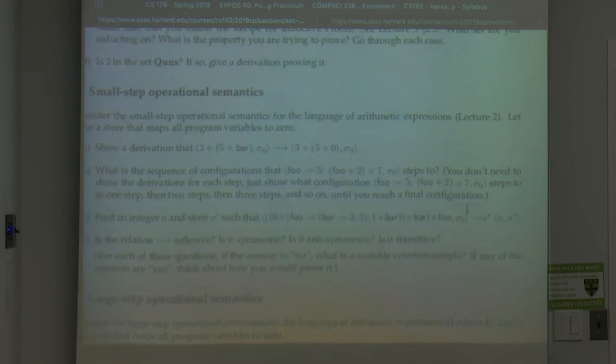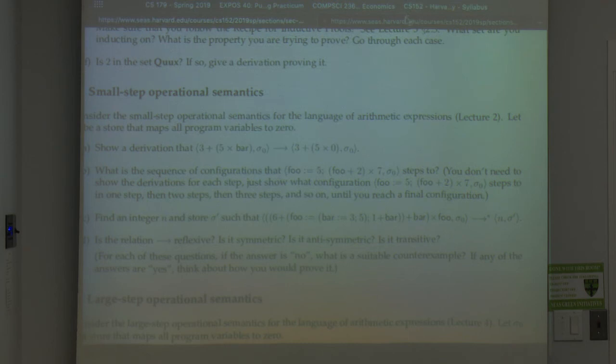So here, arrow star shows us that after multiple small steps, we end up with n, sigma prime. In the beginning, we were given sigma 0, and now we're given sigma prime. This means that our store must have changed over the course of evaluating our expression. And we end up with an integer. It's not x, it's n. As a result, we need to evaluate this expression to the point where we end up with an integer. If we end up with a variable, then we've done it wrong.